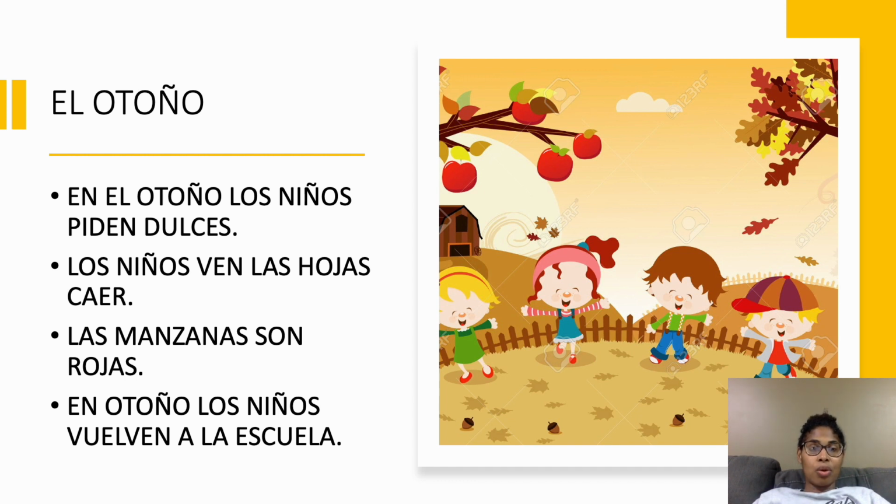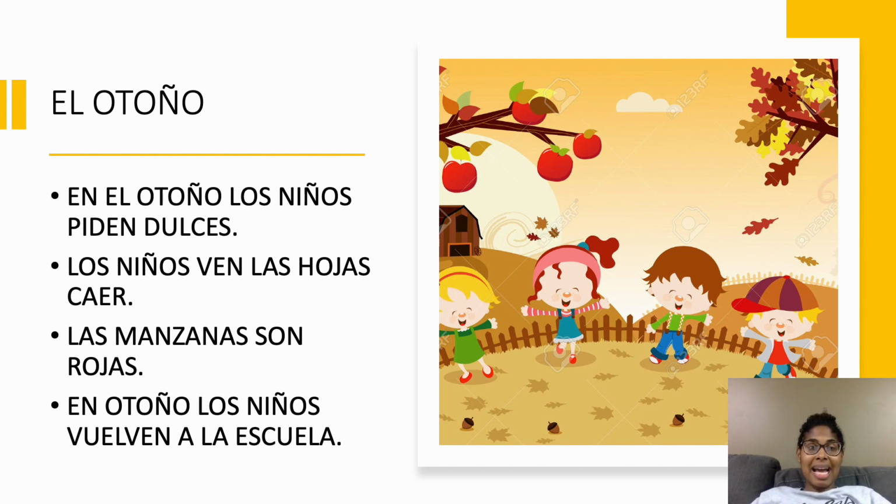En el otoño, los niños piden dulces. So in the autumn or in the fall, the children ask for candy. So this is in reference to Halloween. Piden comes with the verb pedir, so to beg or to ask for, dulces, which means candy. Los niños ven, so they're watching the leaves fall. Los niños ven las hojas caer.